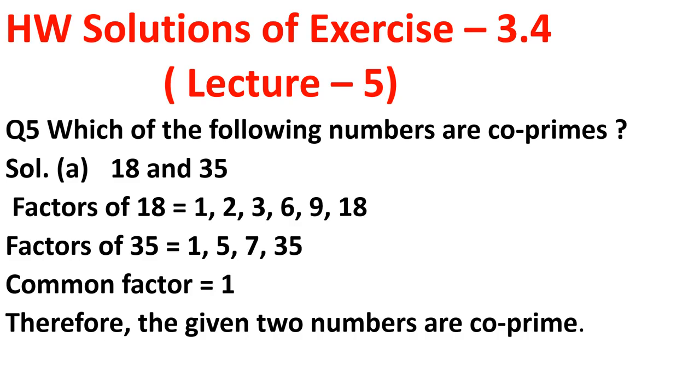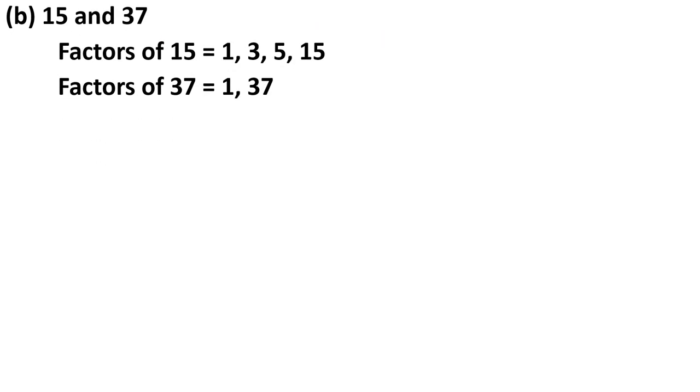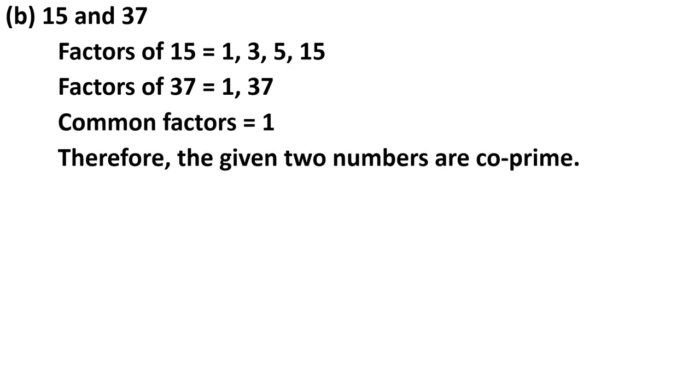Now see its B part, 15 and 37. Find out the factors of both. 15: 1, 3, 5 and 15. Factors of 37: 1 and 37. Common factor is only 1. So the given numbers are co-prime numbers because the common factor is only 1.